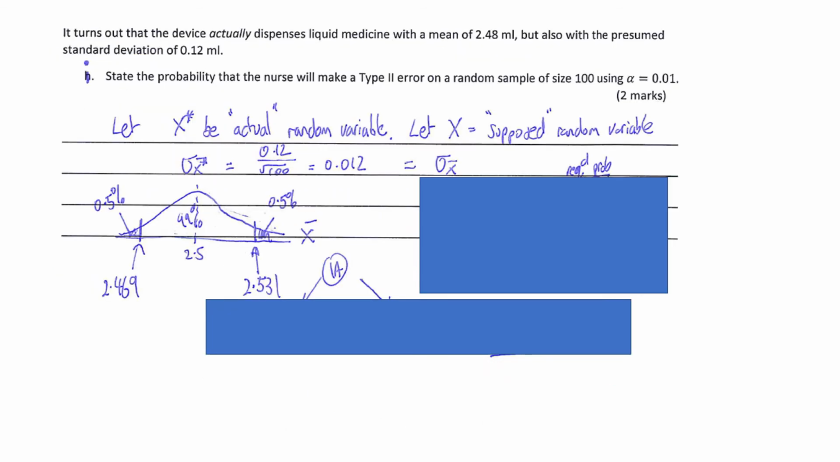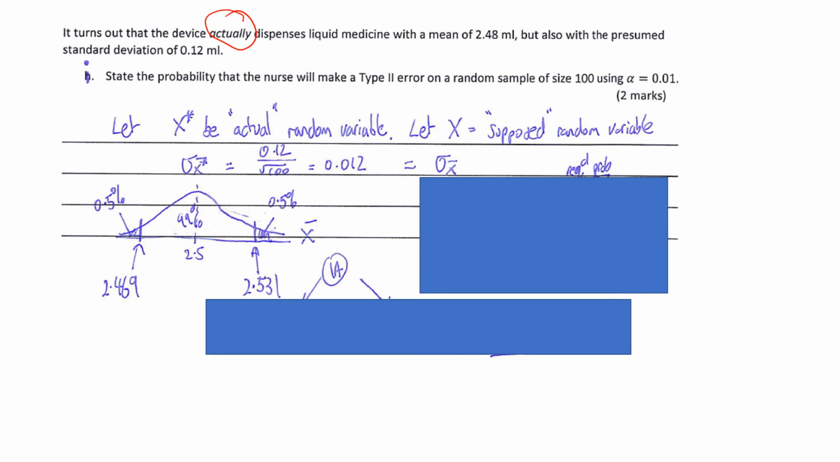Okay, and finally, I thought a lot of you would do better on this question because we did practice it a few times in class. Okay, let's go through it. It turns out that the device actually, so there's that keyword, actually dispenses. This is the idea that, not that we could ever know this, but in the mind of the all-knower, this is actually what's going on.